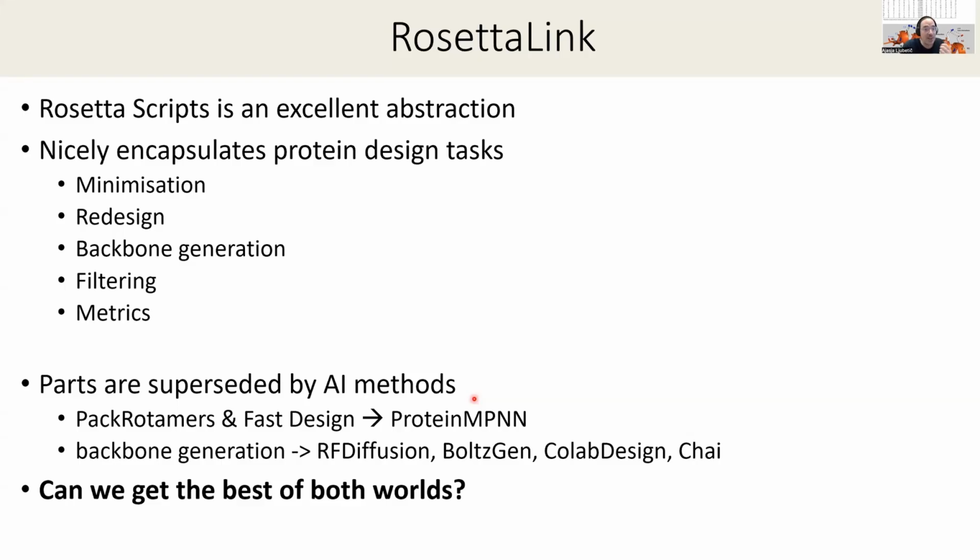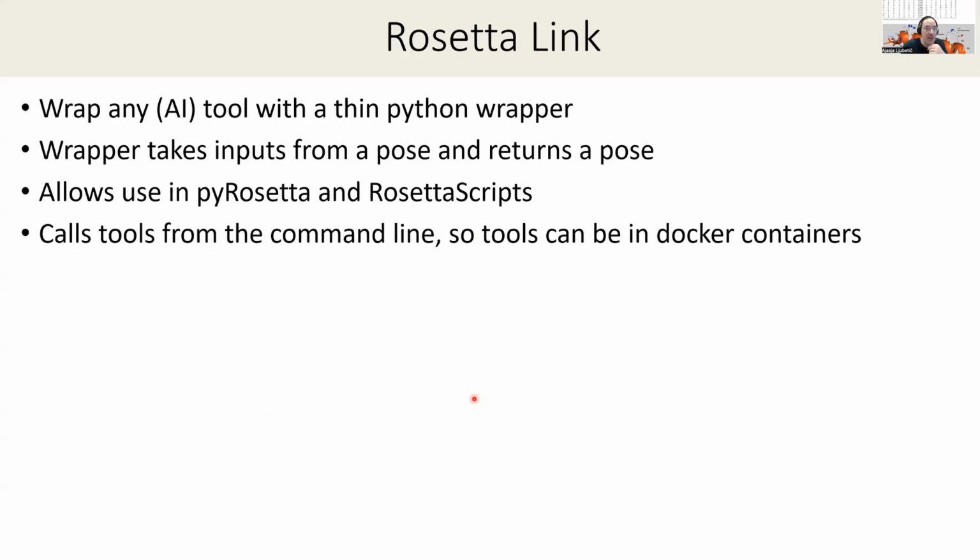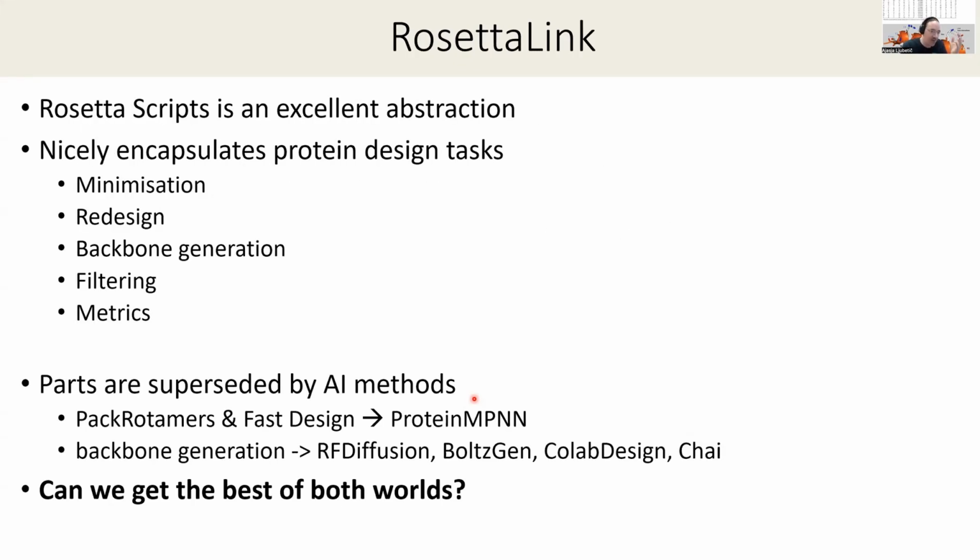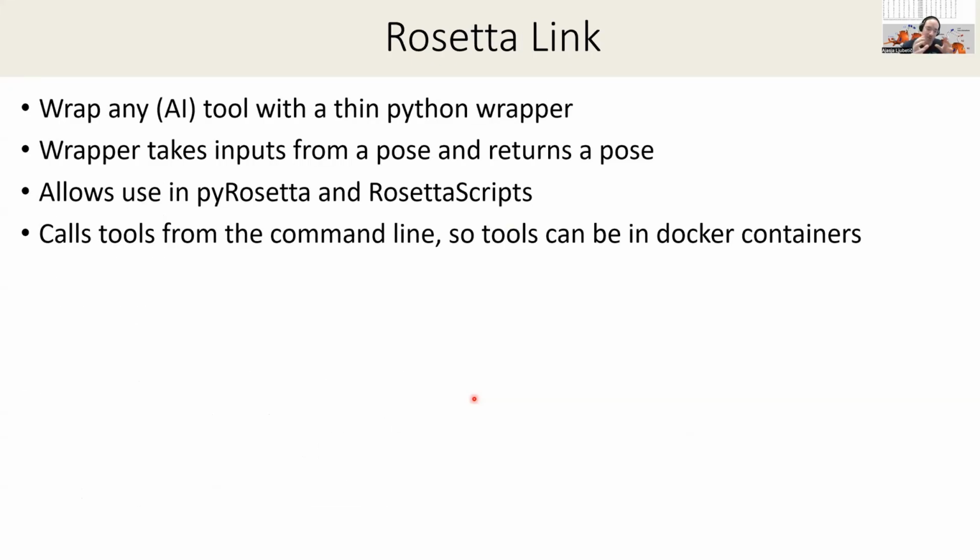But is there a way to get the best of both worlds, right? So this is one of the reasons we started writing Prosculpt in the first place. But then we're starting to run into problems where we want Prosculpt to do too many things. It gets a little bit harder to modify. So in the future, this is work in progress right now, we're planning to wrap basically any artificial intelligence or other design tools in a thin Python wrapper.